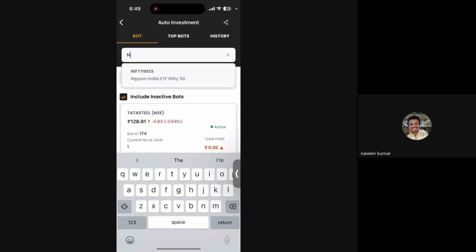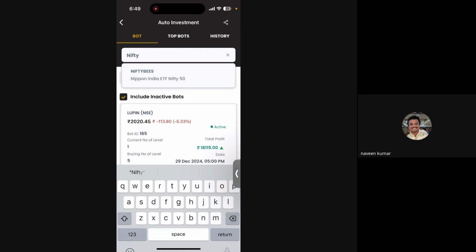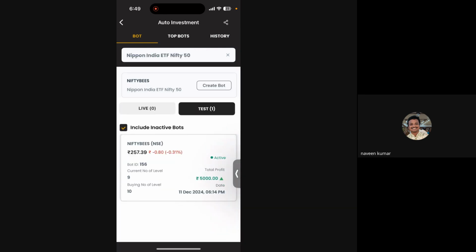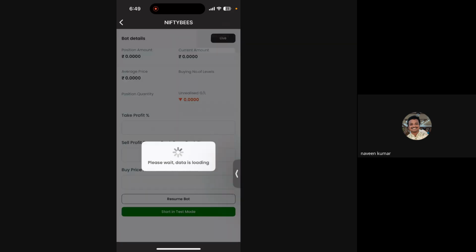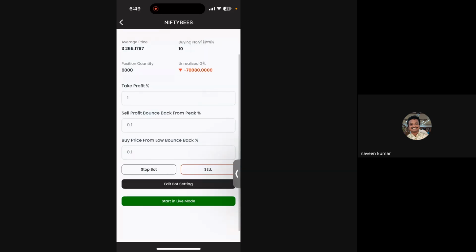on, but I completely believe that it will be recovered. And okay, it was created on 11th December. You might have seen from the past 3 months it has been coming down. You can just see here, edit bot setting.